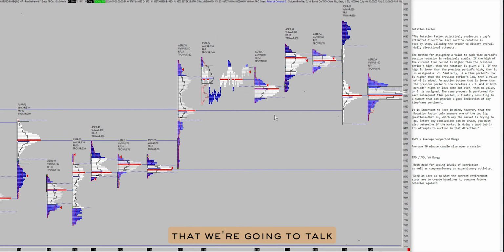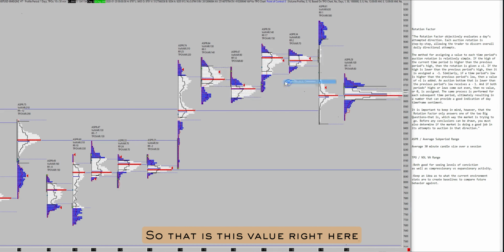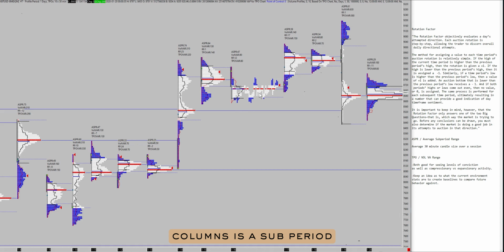So the next thing that we're going to talk about is our ASPR. That is this value right here. At the top, this is your average sub-period range. Each one of these columns is a sub-period. Remember, this is indicative of 30 minutes throughout the day, so each one of these columns represents a half-hour period. This is showing us what the average value for that is over the course of the day. So just think about this as looking at the average value of 30-minute candlesticks throughout the day.